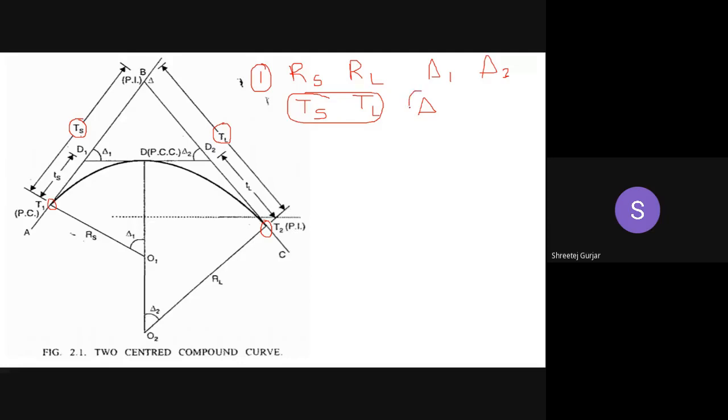You will be knowing the deflection angle. You can set your theodolite over here and set this particular T1 based on the TS length, and you can set T2 based on your TL length. So tangent point T1 and tangent point T2 are set out. This is your second step: setting out T1 and T2.